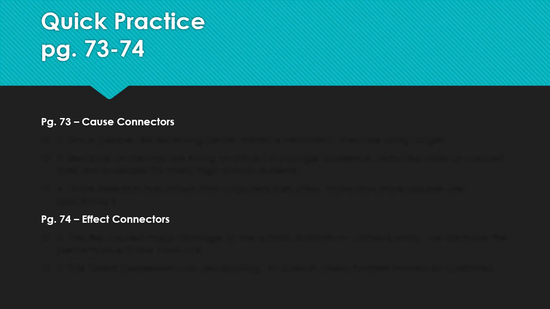Okay, so on page 73, we're on exercise 4. We're talking about cause connectors. It asks you to combine each pair of sentences to show cause and effect. You're going to use the connector in parentheses that's located at the end of the sentence. I will put my answers on the screen. They might be just slightly different. I might have changed around something, but it's the same thing. So you basically can take these sentences, add a few words and punctuation, and that's it.